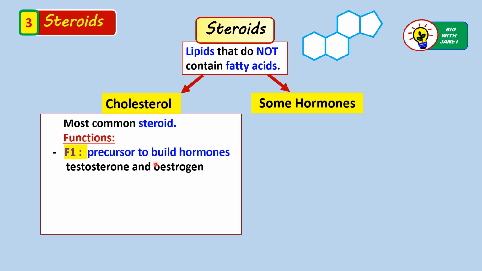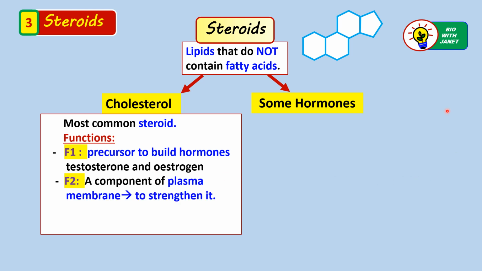Notice that for estrogen, the textbook in this chapter misses out the O, just E-S, okay? But actually it should be O-E-S if we use the British spelling. So in another part of the textbook, on the topic of hormones, you'll find that they add the O at the beginning, oestrogen. So another function of cholesterol is that it's a component of the plasma membrane, as we will find out later, and it helps to strengthen the plasma membrane and also make it more flexible. Okay.